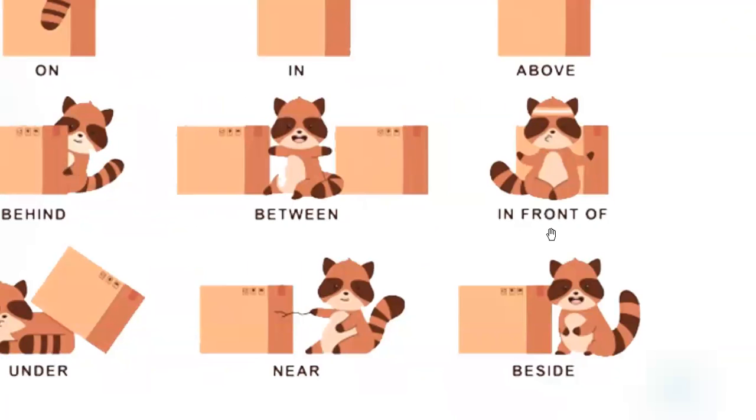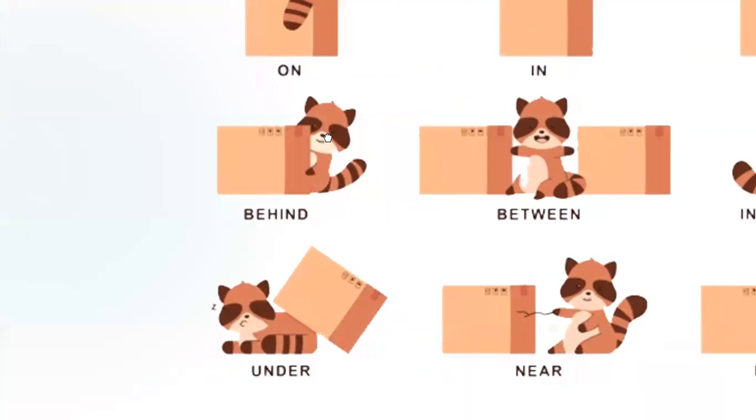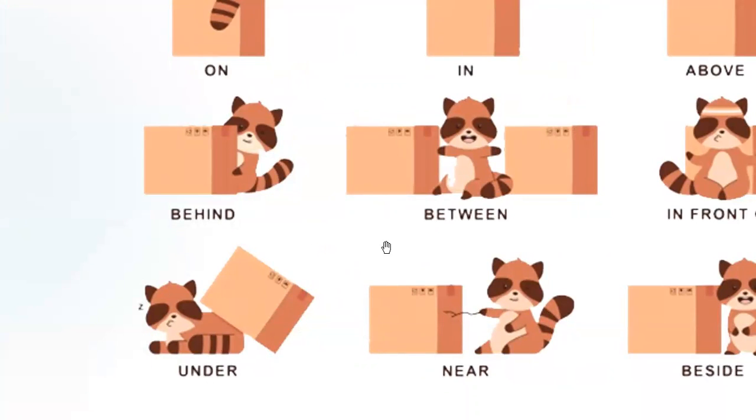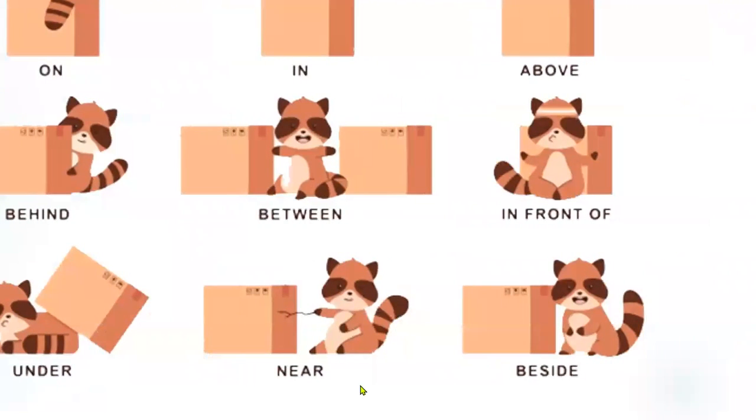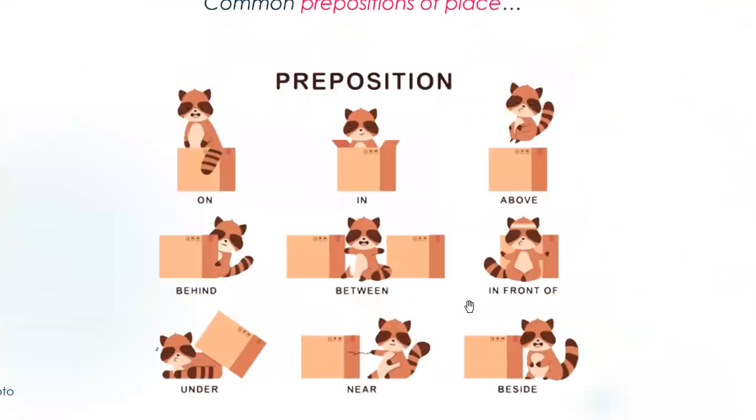Repeat the prepositions so you can get familiar with them. Okay, good. What about this one? Under. What is under, according with this? Debajo. Debajo de, abajo de, etc. Correct. Yes. Near. Correct. And beside. Al lado de. Okay. Al lado de. Okay, it's correct. All right, it's correct.